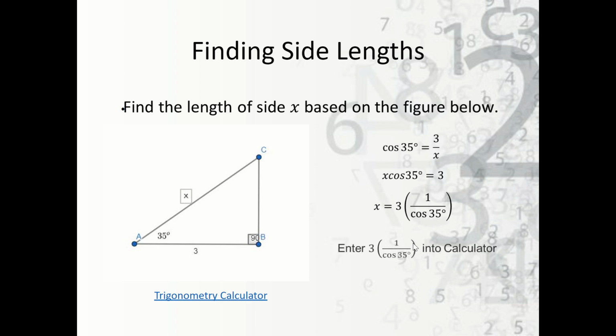Now we're going to just enter that into our calculator. And the calculator link is here, so you can go ahead and click on that link. And when you enter it into your calculator, you should see that 3 times 1 over cosine 35 degrees is equal to 3.66.